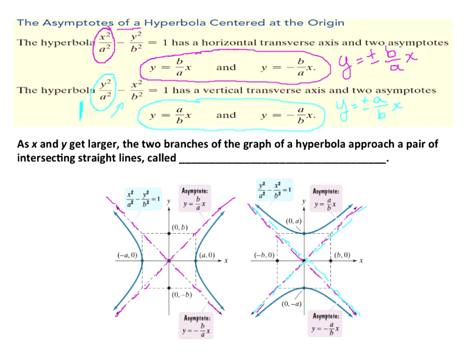Let me fill in that blank for you. I'm sure you can fill it in by yourself by now. As x and y get larger, the two branches of the graph of the hyperbola approach a pair of intersecting straight lines called asymptotes.